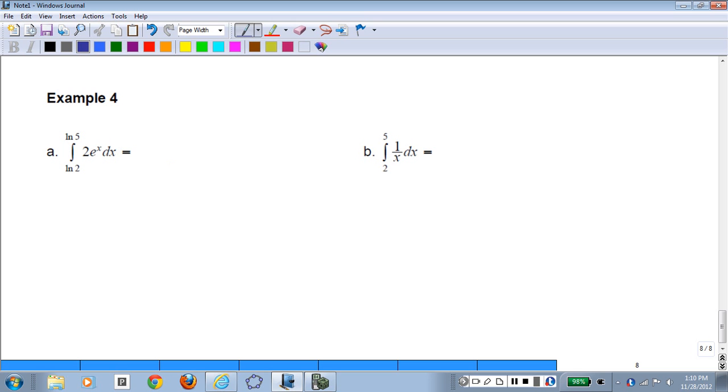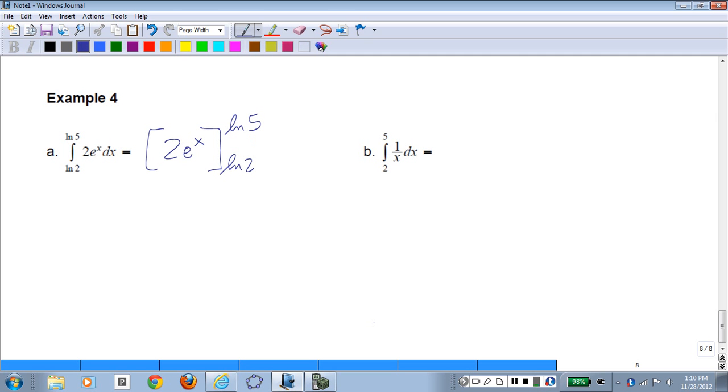Would it be 2e to the x? Sure enough, the derivative of 2e to the x is 2e to the x. So any constant times e to the x is going to equal its derivative. So we take 2e to the x and integrate from natural log of 2 to natural log of 5.